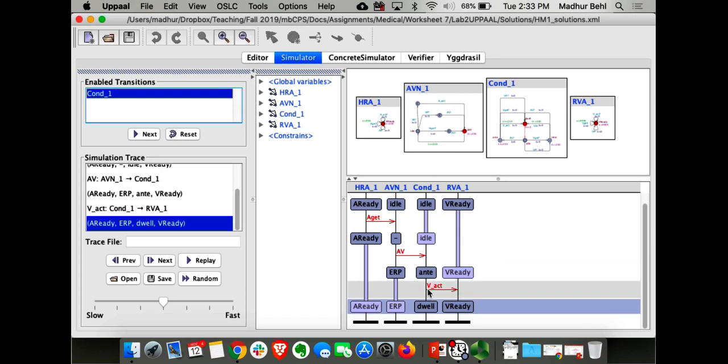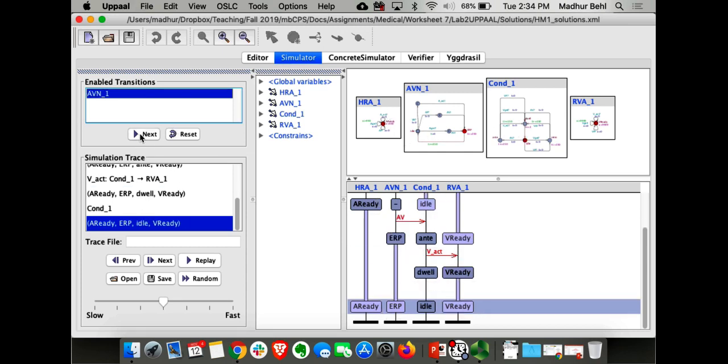In doing so, you issue a depolarization message to the ventricles, where they will now take the loop of antigrade within the ventricle. We started from ready, idle, idle, and ready in the ventricle, and now we are at ready, ERP, dwell, and ready in terms of the trace. Each of these is the location in which the automaton is. We are not done yet.